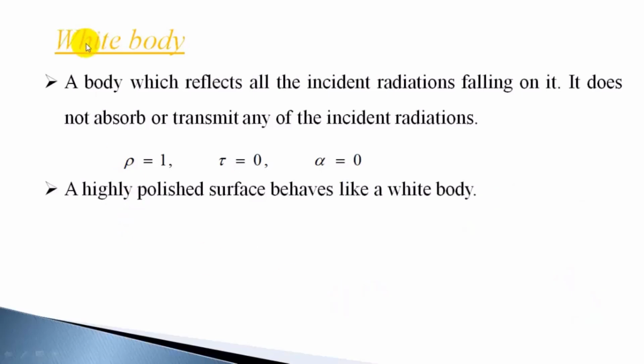Now let us see what is a white body. A white body is one which reflects all the incident radiation on it. So if all the incident radiation falling on it is reflected, then you can call it a white body. A highly polished surface will behave like a white body. For a white body, transmissivity is 0, absorptivity is 0, and all the incident radiation is reflected, so reflectivity is equal to 1.